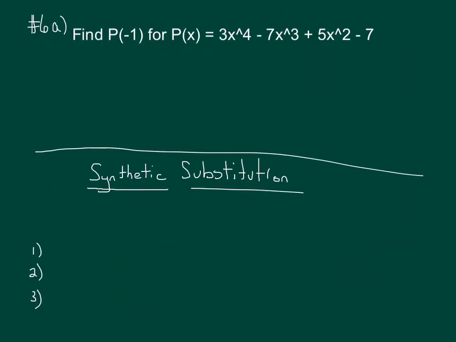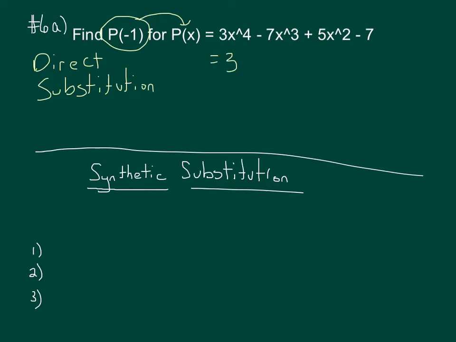Okay, we're going to do something here. We're going to find p of -1 for this polynomial. That means substitute -1 everywhere you see an x. And we're going to do this by a process called direct substitution. That's where you directly insert -1 or whatever value for x you're interested in for x. So this will be 3 times -1 to the 4th power minus 7 times -1 to the 3rd power plus 5 times -1 squared minus 7.